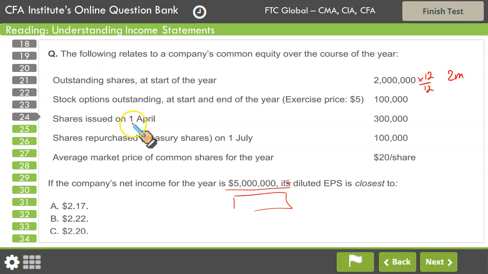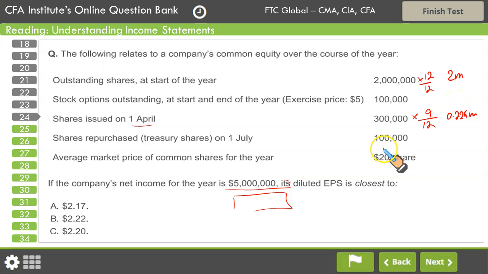Then shares issued on 1st of April. April, May, June, July, August, September, October, November, December. 9 months. So they remain outstanding for 9 months out of 12. Thereby, 300 times 9 upon 12 gives you 225. So I'm just going to write it in millions, 0.225 million. I have limited space here.